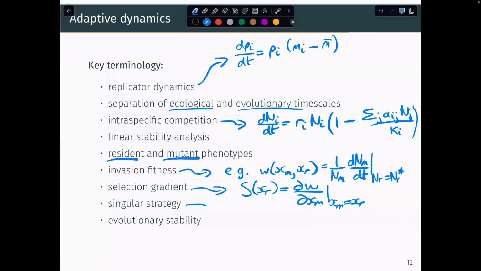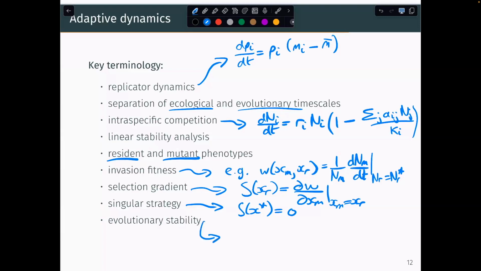A singular strategy, X star, is just when this selection gradient is equal to 0. So this selection gradient is telling you the direction in which your trait is going to evolve. If this selection gradient is positive, this trait X_R is going to increase. If it's negative, it's going to decrease. When this selection gradient vanishes, that means it's neither increasing nor decreasing anymore. It's some kind of analog to an ecological equilibrium. Okay, so it's some steady state. We then need to think about its stability.